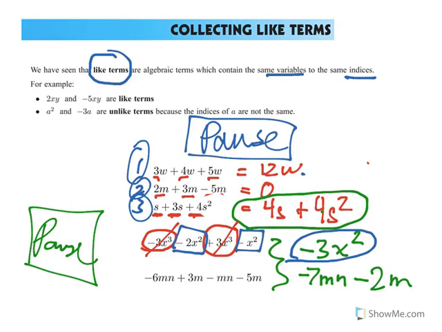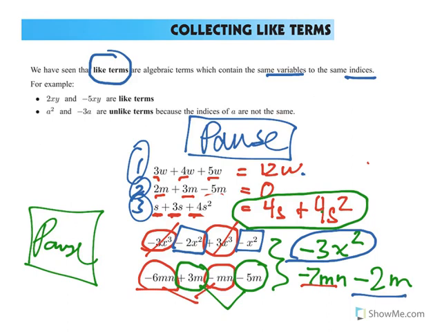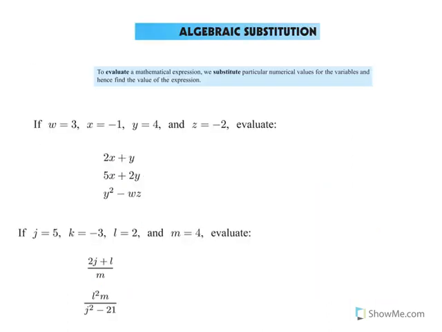On the bottom, we have negative 6m, and we also have a negative m. They're both negative, so we can combine those to get a negative 7m. We have plus 3m and minus 5m. We combine those. 3 minus 5 is negative 2. Negative 2m.